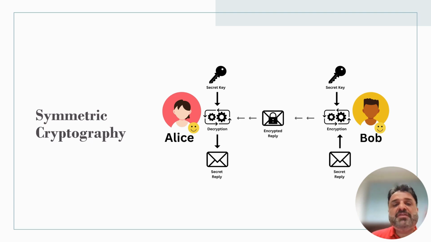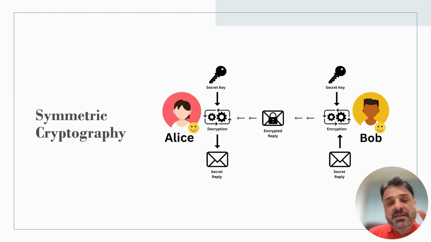So we have some strengths and weaknesses for symmetric cryptography. The first strength is speed, and the second one is simplicity. Symmetric cryptography is computationally efficient, and it is very easy to implement and widely supported. But there are some weaknesses here. The first problem is the key distribution problem. Both parties need the same key, but sharing it securely can be challenging. And if the key is intercepted, the entire system is compromised.